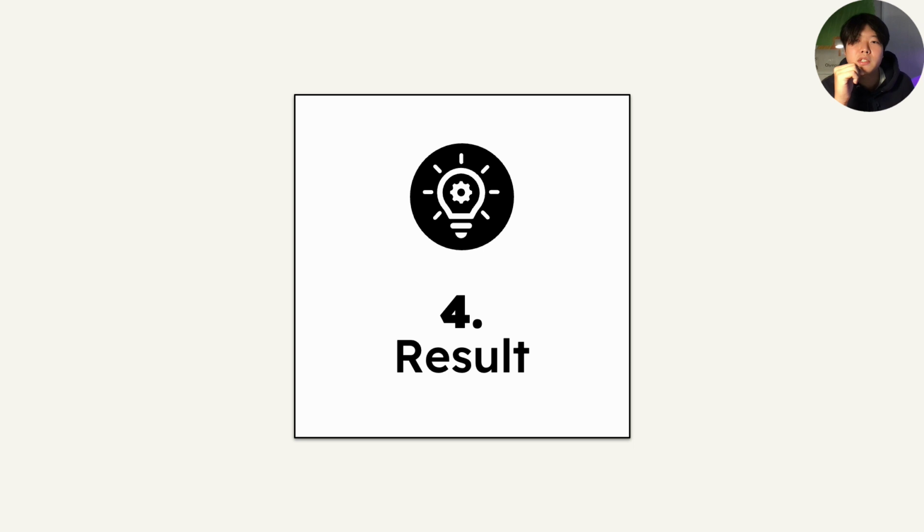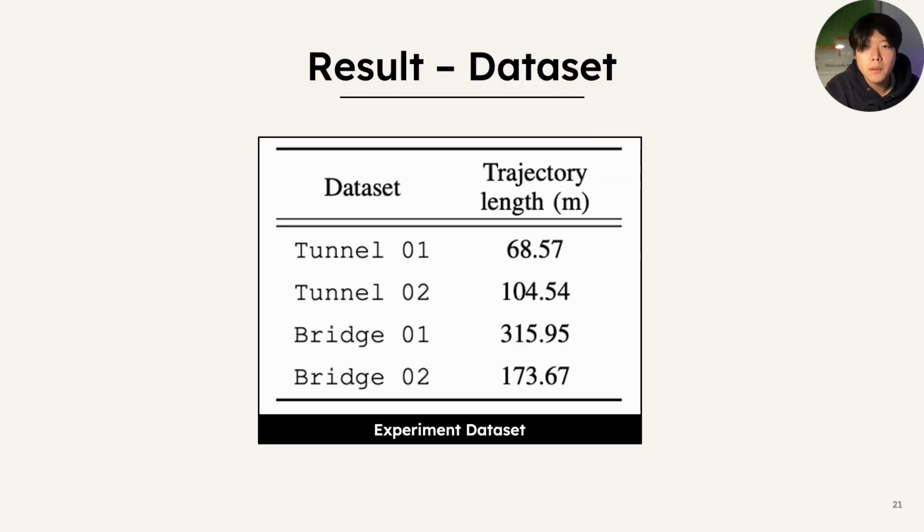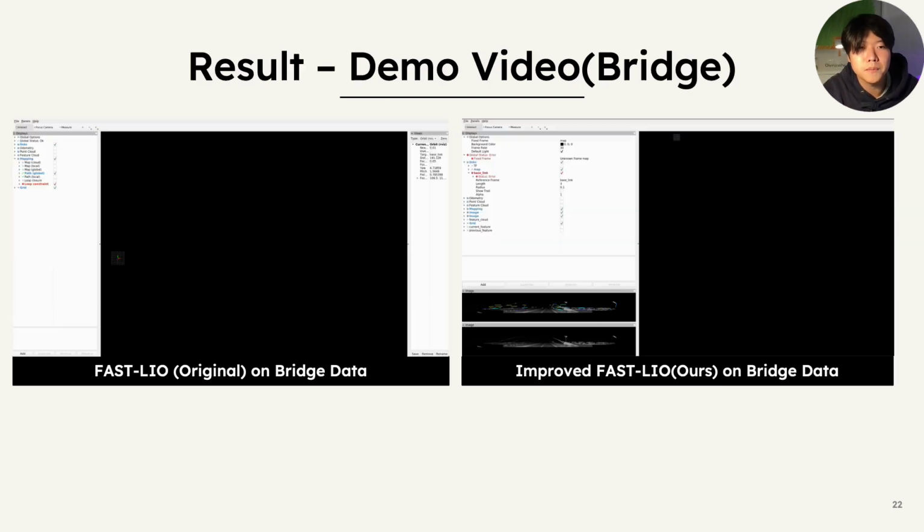In this section, I will explain the results of our experiment. Before we share our results, I will briefly talk about the experiment dataset. We had two datasets for each tunnel and bridge, and their trajectory lengths are shown in this table.